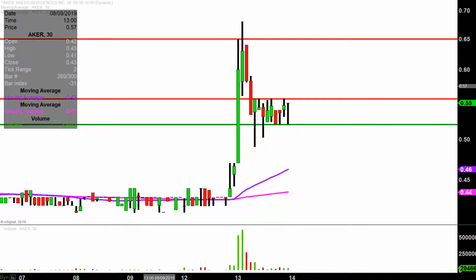But all in all, any way you look at it, great movement today, great volume, and the week is still young, 3 days left. So let's see how this one continues to play out.